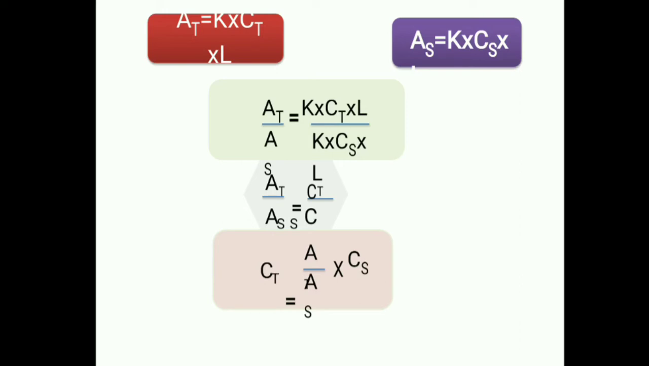So taking CT to one side, we have AT upon AS into CS. By using this formula, we can estimate the concentration of the test in the sample. So we will place the absorbance of the test divided by the absorbance of the standard into the concentration of the standard.